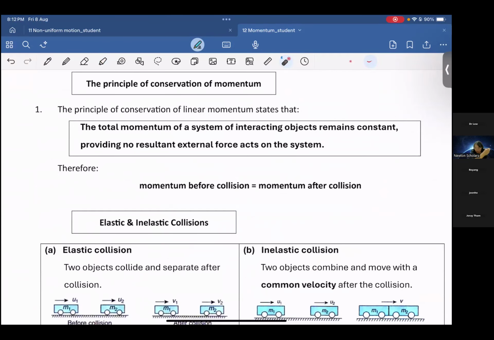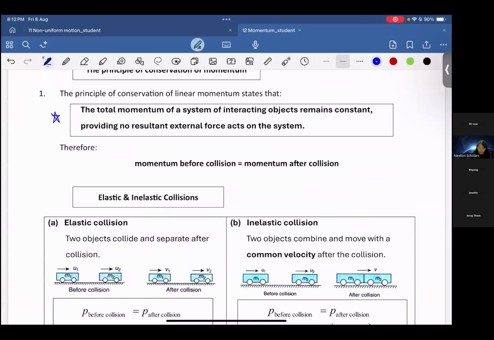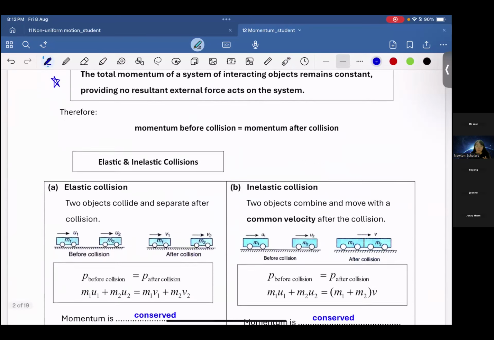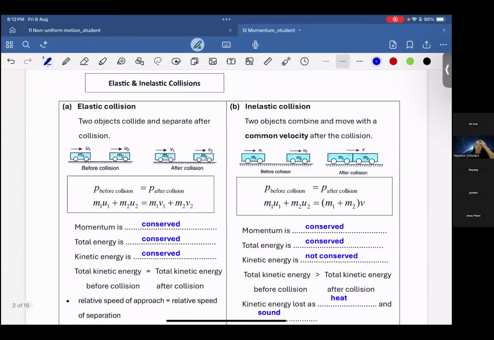This one we already know, so we can go through very fast. This you have to memorize. The total momentum in a closed system remains constant provided there is no external force acting on the system. There is no other force acting on the system. Momentum before collision must be equal to the momentum after collision. Collisions we divide into three cases: elastic collision, inelastic collision, and also one more, the explosion.